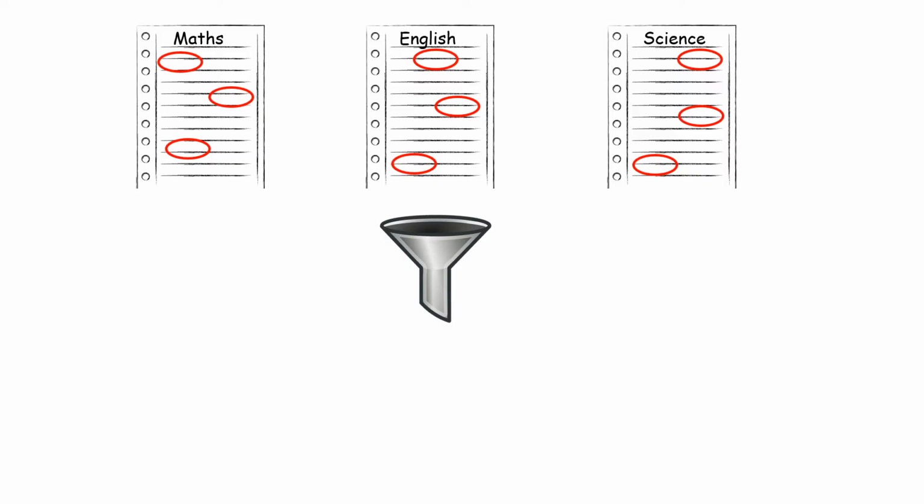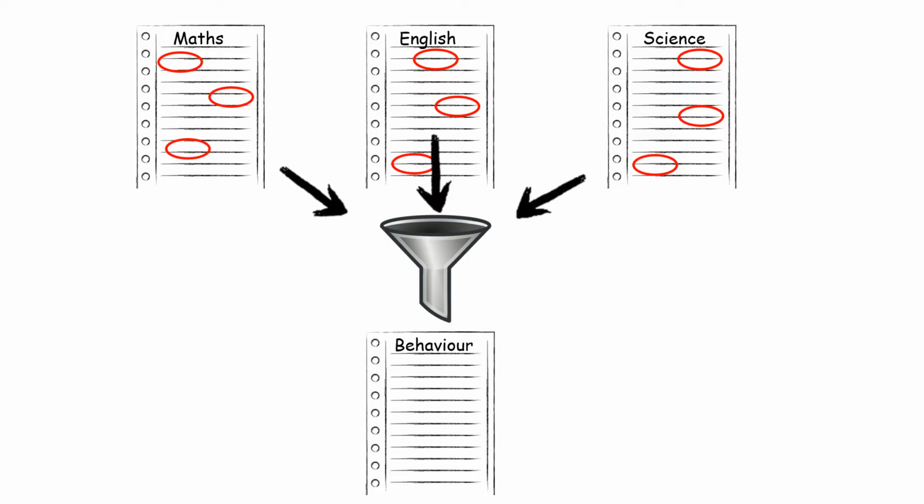So instead of reading the maths, the English and the science reports, you could make me a new report that is purely about behaviour. So you would look at the maths, the English and the science report, and you would only pick out the behaviour comments. Then we would filter out everything you don't need, and you could write me a new text, and this one would be a behaviour report instead of an academic report.